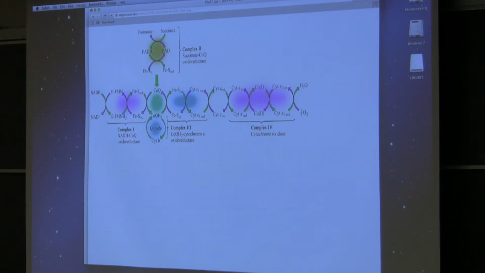There's only one place where that rule is violated, and it's at the very end when we get to complex 4, and we have copper instead of iron. But copper can also exist in two different charge states, +1 and +2. So the cell figured this out. It's pretty cool to look at the movement of those electrons through all that, resulting ultimately in the transfer of those electrons to oxygen. That's what's happening here. Okay, we can go back to needing to know the rest of the stuff. I let you off for a minute.